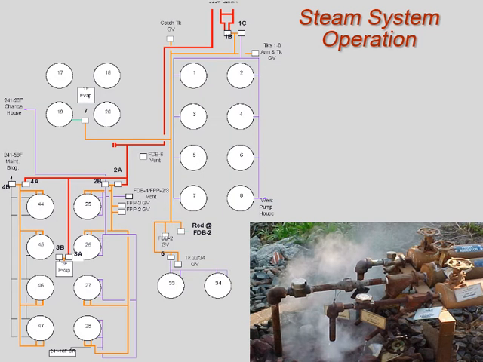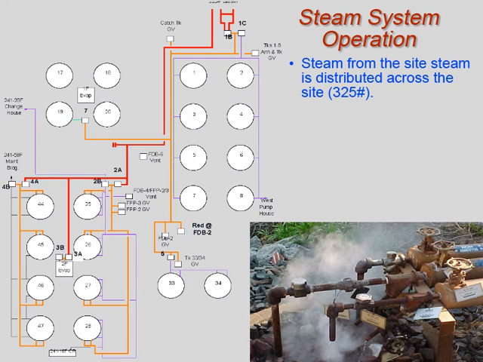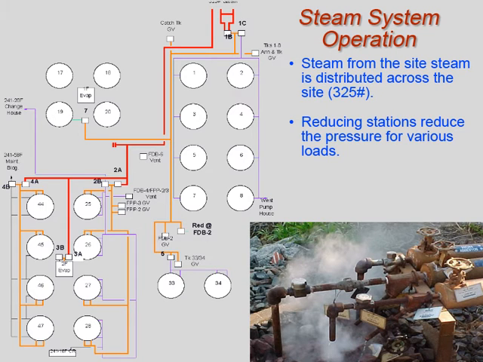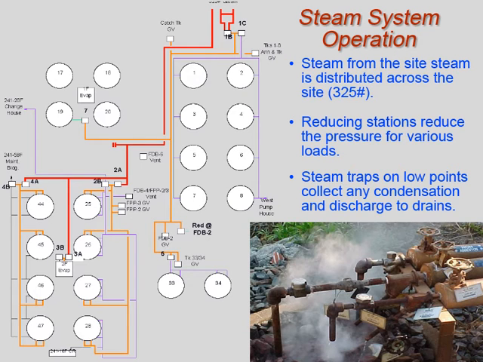LWO receives steam from the site steam system, which is distributed across the site at 325 pounds per square inch gauge. It is distributed to the different areas where reducing stations reduce the pressure for their various loads. On the steam headers, steam traps are located on low points to collect any condensation and discharge it to drains.